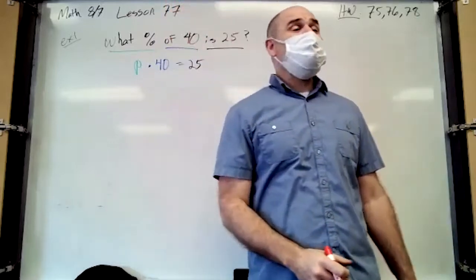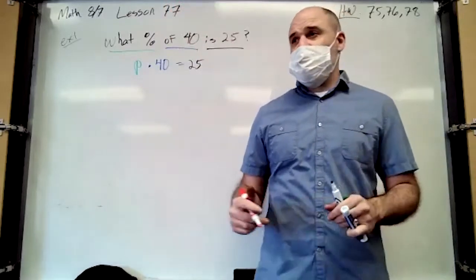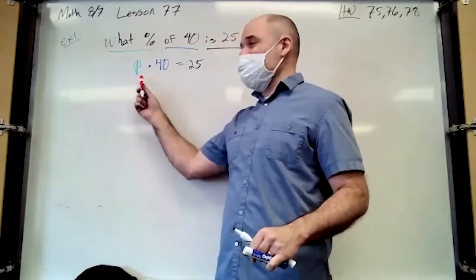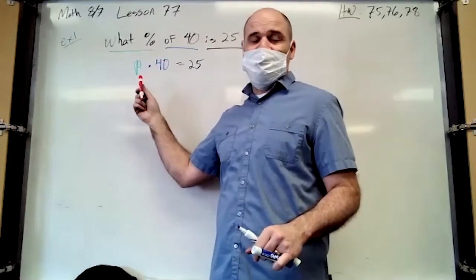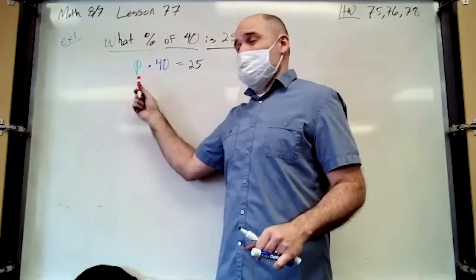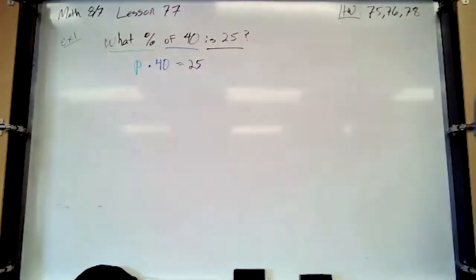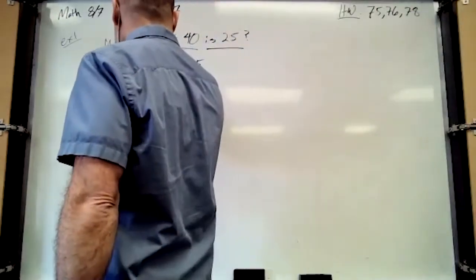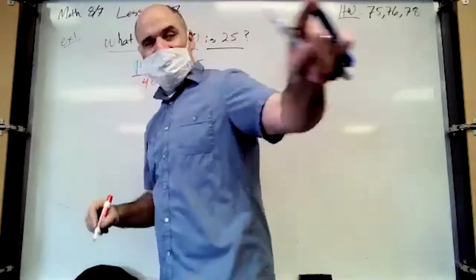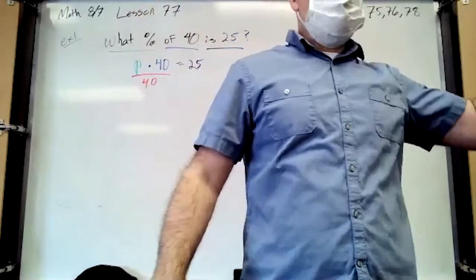So we are going to use algebra. Remember, your main goal in algebra is to get P by itself. So you want to get the variable by itself. Now to get rid of that 40, you do the opposite operation. What's the opposite of multiplication? Division. So we're going to divide, and then the principle says, whatever you do to one side, you have to do to the other.